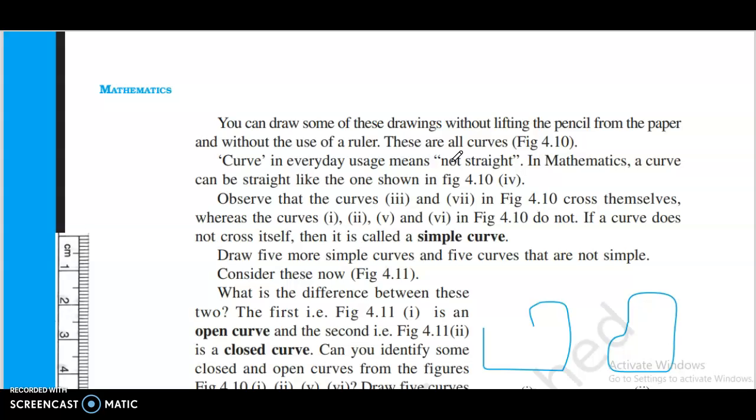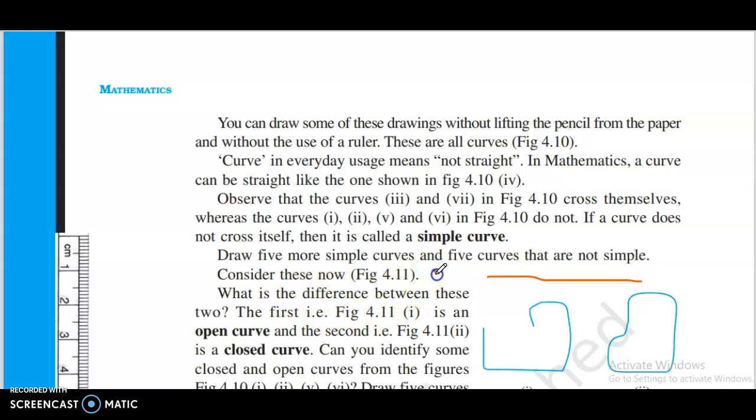a curve can be straight like the one shown in figure 4.4. Also, curves 3 and 7 in figure 4.10 cross themselves, whereas curves 1, 2, 5 and 4 in figure 4.10 do not. If a curve does not cross itself, then it is called a simple curve. Draw five more simple curves and five curves that are not simple.